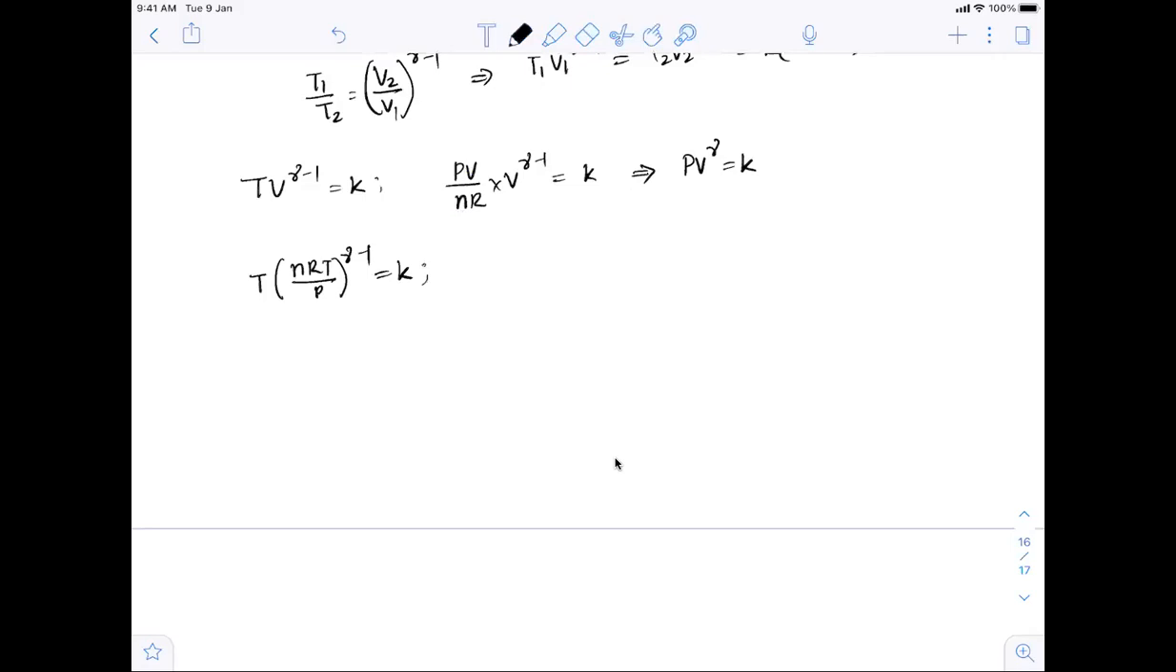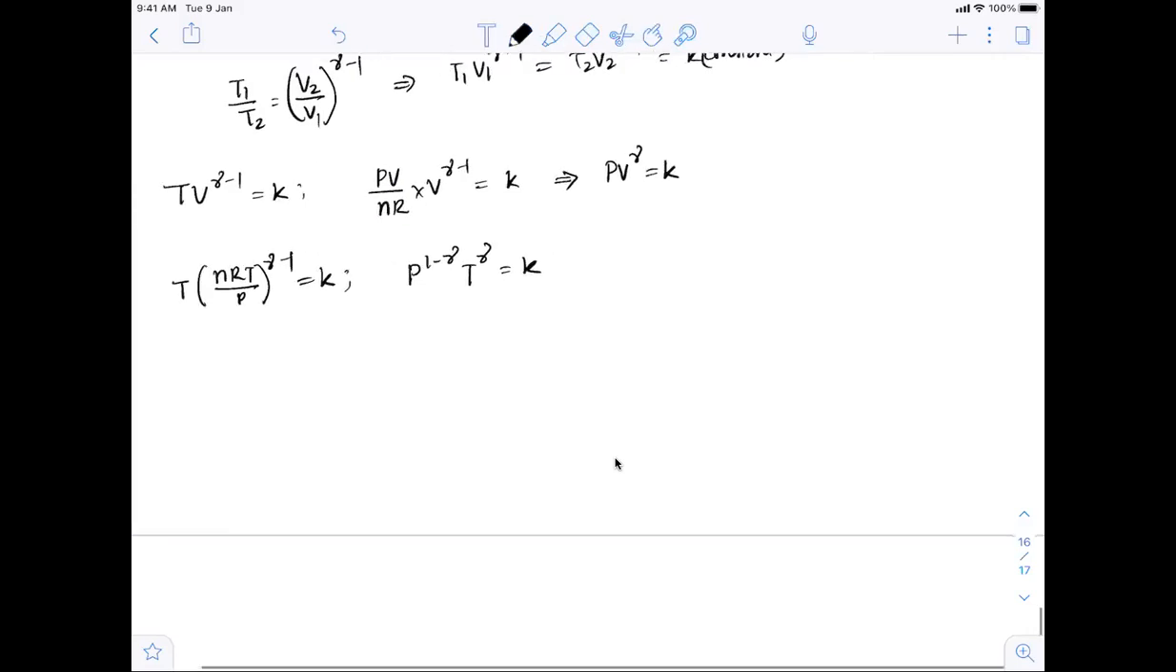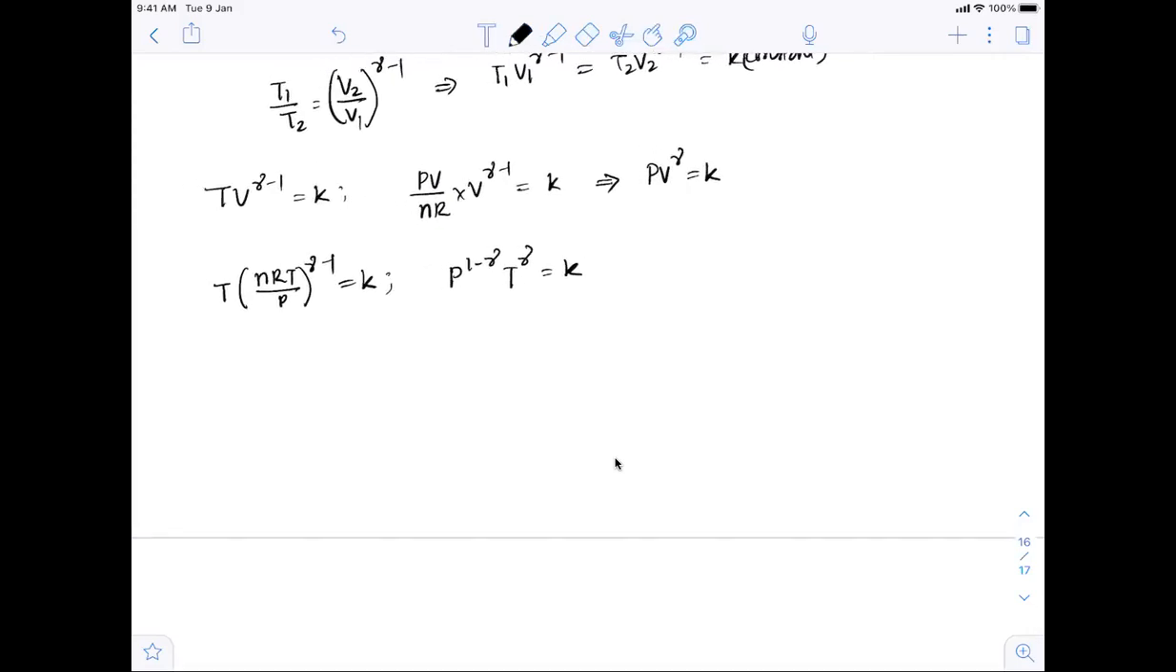Now here I'm getting P raised to power 1 minus gamma. So you can see that I'm getting P raised to power 1 minus gamma into T raised to power gamma is equal to constant. So we are going to get three important relations here: pressure versus volume in this way, temperature versus volume in this way, and pressure versus temperature in this way. These three are very important for problem solving.